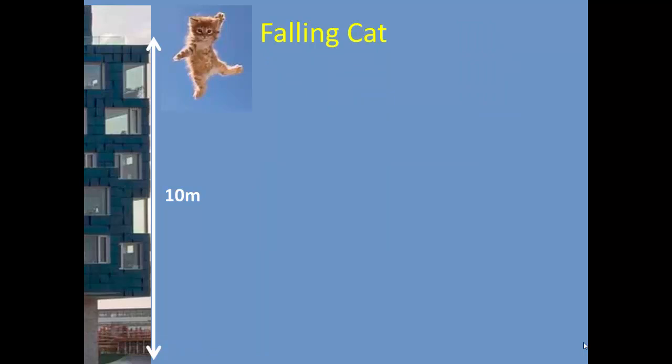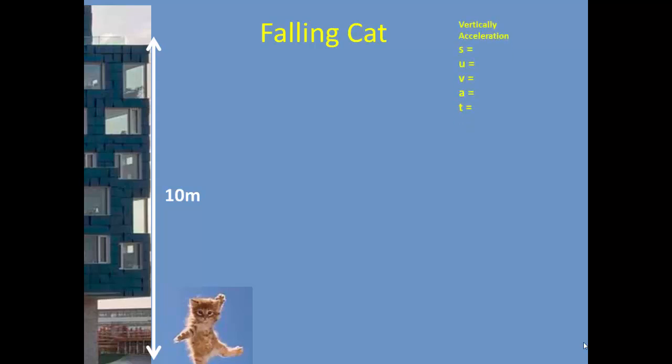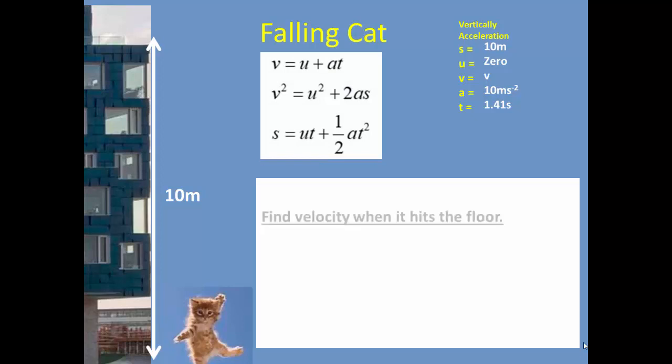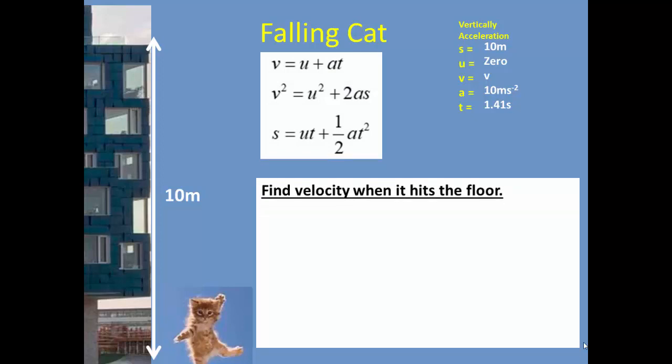Here we have the same situation, the same cat, and we'll put in the values we know. That s is still 10 meters, u is still 0, v we don't know, a is 10 meters per second squared, but now we know that the time is 1.41 seconds. These are the suvat equations. Now the new question is, find the velocity when it hits the floor. So we need to have an equation which has velocity in it. It's not going to be the last equation because there's no velocity there. It's either the first or the second. And we'll probably go for the first equation because it looks a little bit simpler than the second.